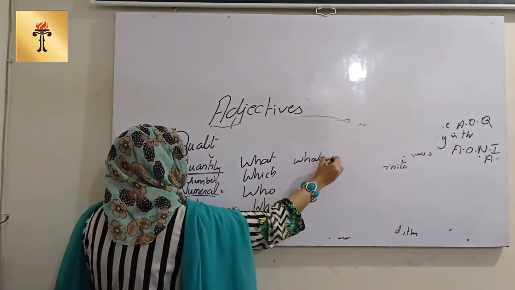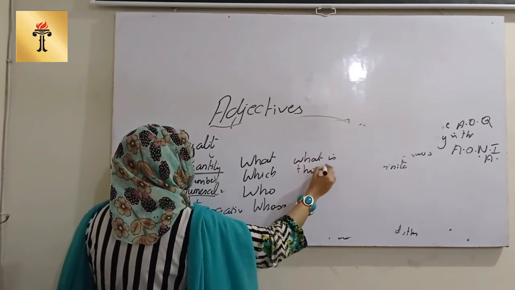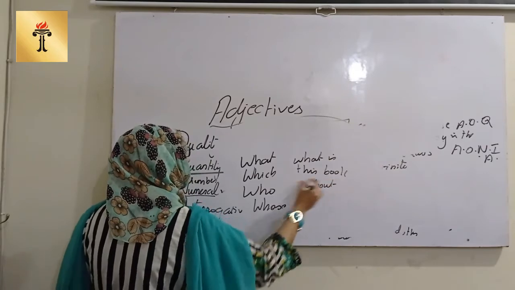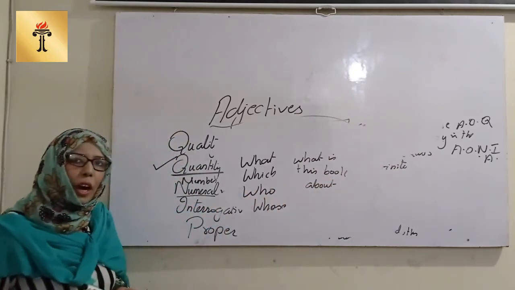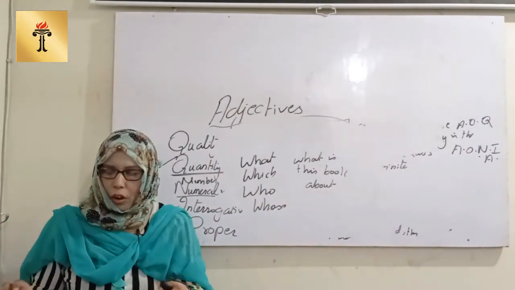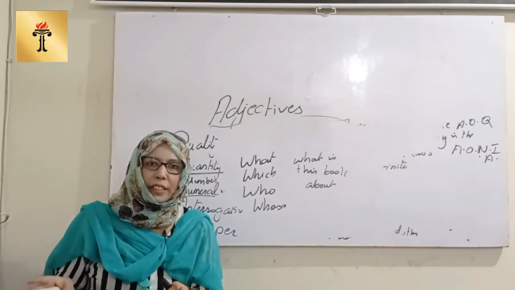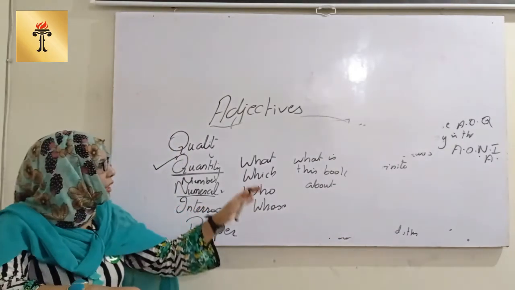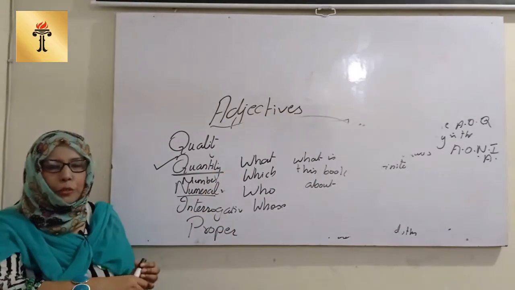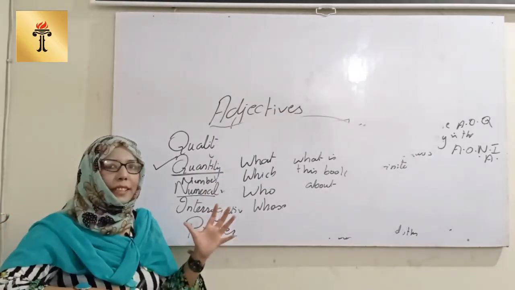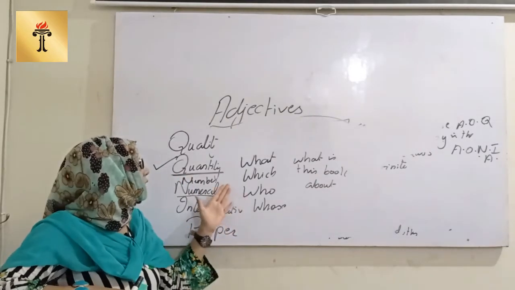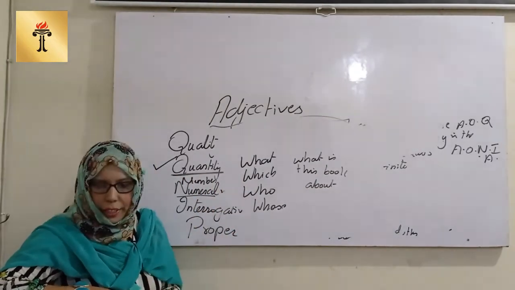What is this book about? Which boy were you discussing? Whose book is this? Who is at the door? So these are a few words which can be used to ask a question when they are associated or related with some noun. To ask the question is said to be the interrogative adjective.